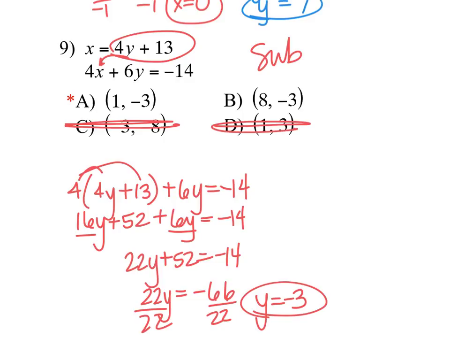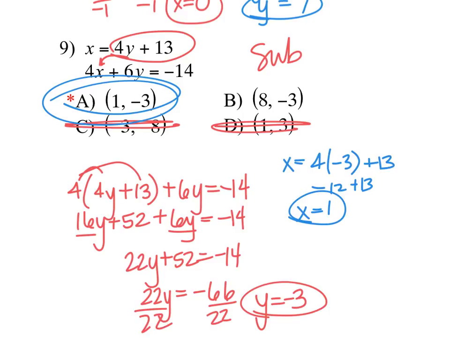So now I just need to plug in to get my x value. So x equals 4 times negative 3 plus 13. That's negative 12 plus 13, which means x is going to equal 1. That's how they're getting A.